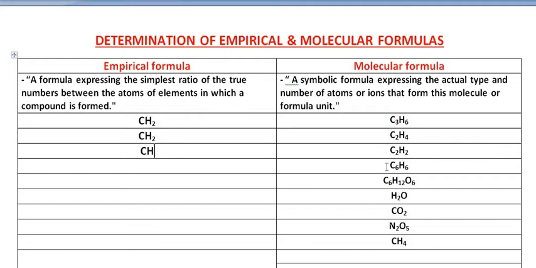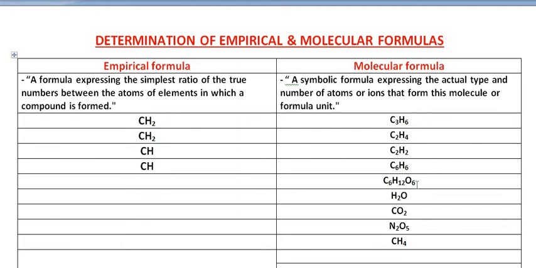Now, if we want to convert the molecular formula of this compound called the aromatic benzene to get the empirical formula of aromatic benzene, you can divide over 2. You can also divide over 3. You can also divide over 6. Which one will you divide? You must divide over 6. 6 is the greatest common factor of the two numbers. So dividing over 6 you will get CH. So CH is also the empirical formula of the aromatic benzene C6H6.